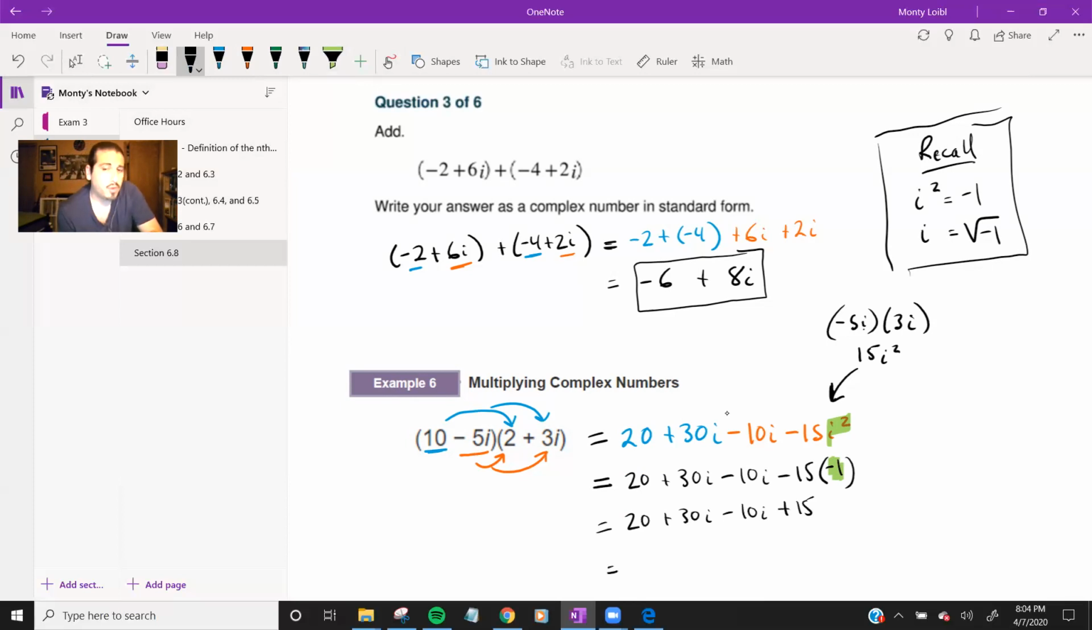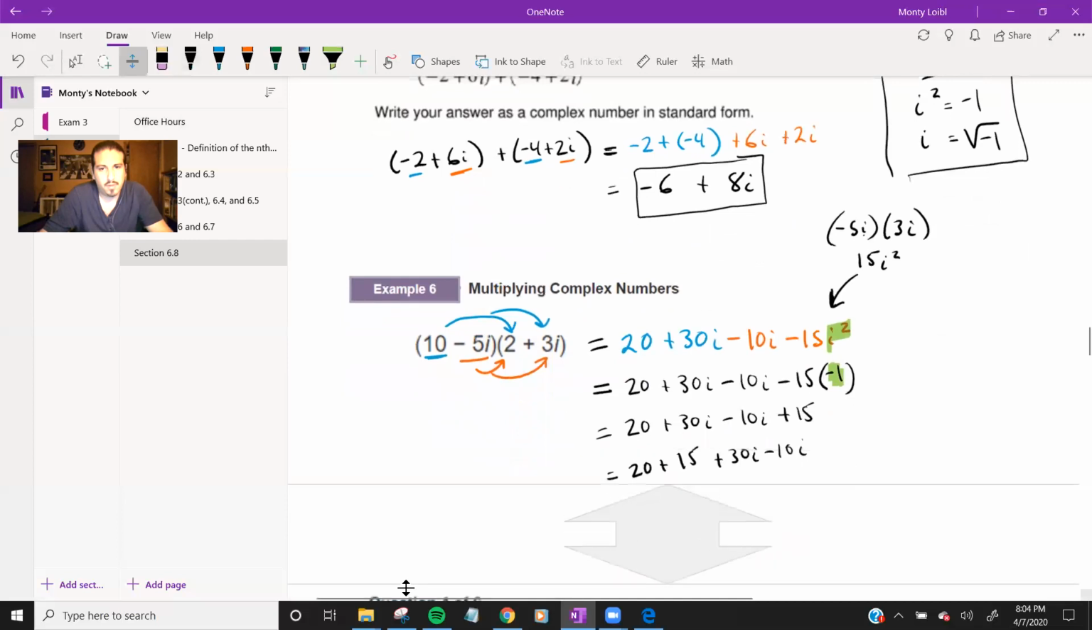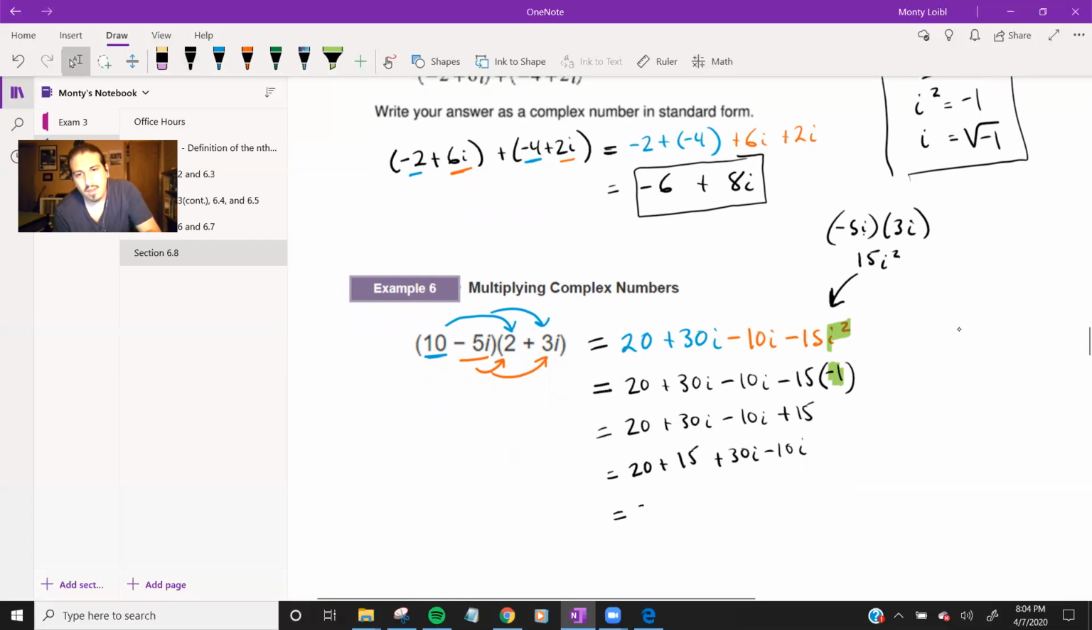We're going to combine our real parts now. We'll go ahead and show some work here. Down below, I might not show as much, but it's probably good to look at all the steps here. Okay, so 20 and 15 is 35. And 30i minus 10i is a positive 20i. So that there is your complex number in standard form. Any questions over this here?